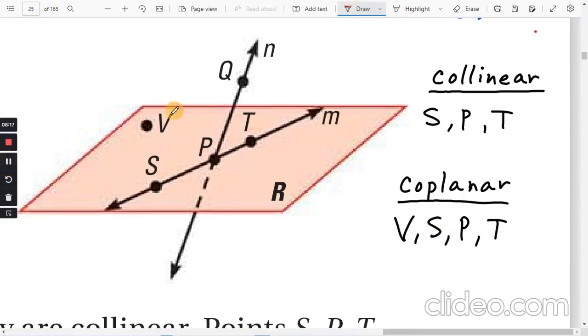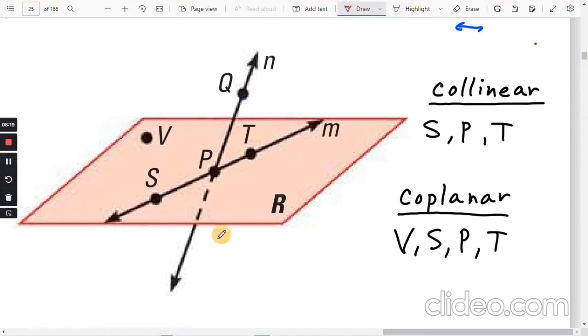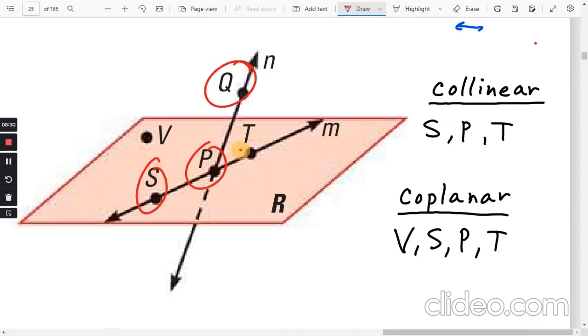Now, one other way to do it, if you imagine a plane that's straight up and down, imagine the screen that you're looking at is a plane. We can say points Q, S, P, and T. So that would be Q, S, P, and T.